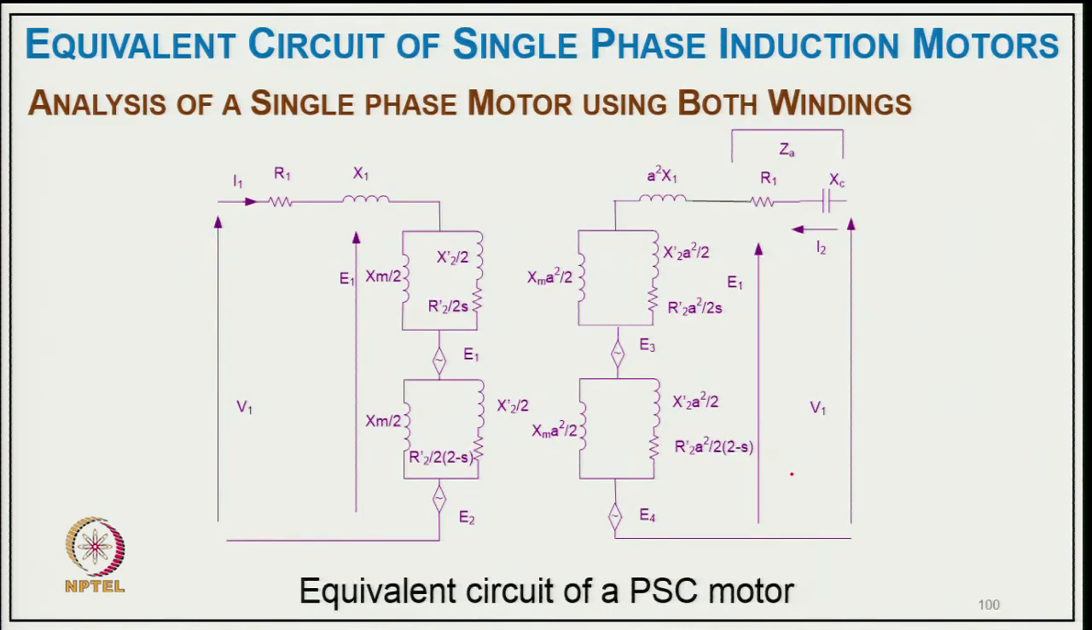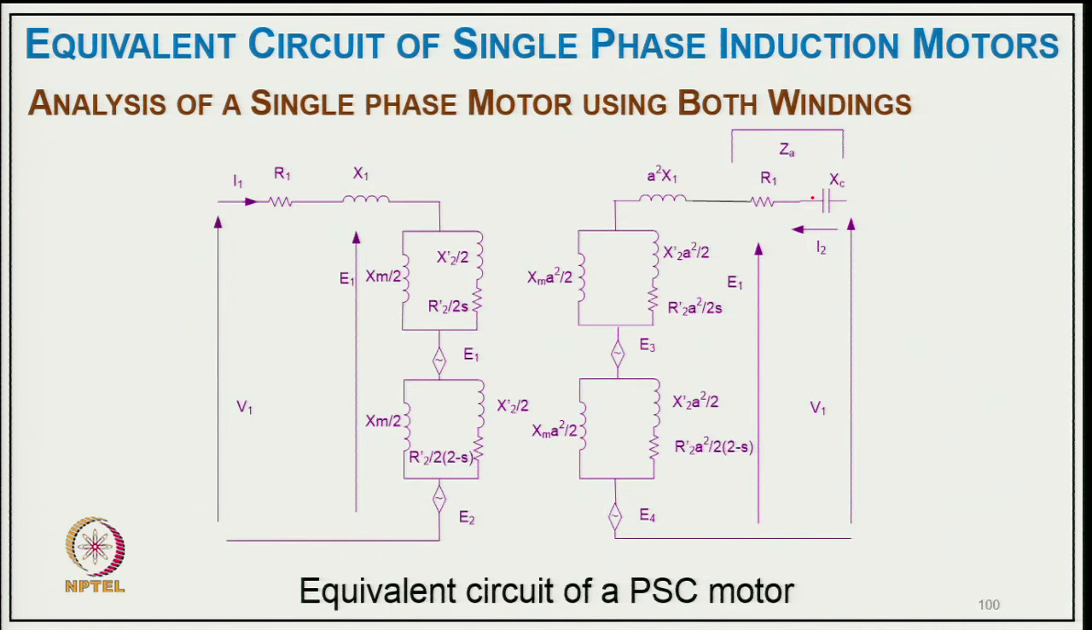Now coming to the equivalent circuit of the single phase induction motor, typically you can call it the equivalent circuit of the split-phase induction motor. We have both windings: this is the main winding, and this is the auxiliary winding with the capacitor in series. The voltage applied is the same. The equivalent circuit has A times, because the auxiliary winding has resistance and turns corresponding to A times those of the main winding. A is the turns ratio between the auxiliary winding and the main winding, and this is the equivalent circuit for the main or auxiliary winding.